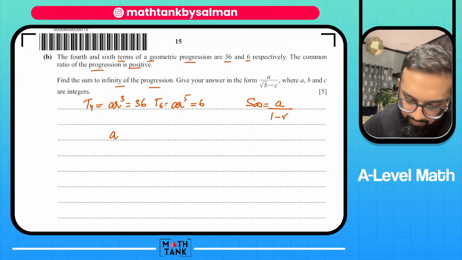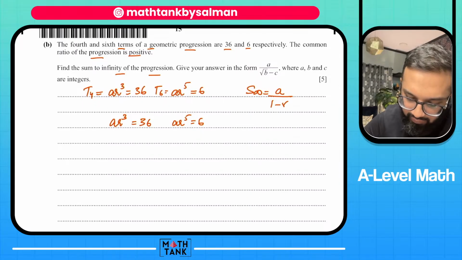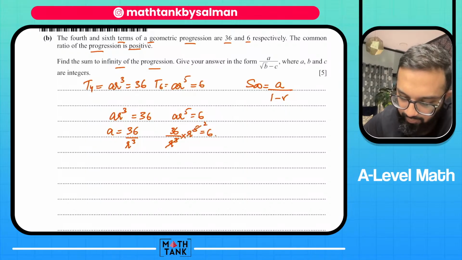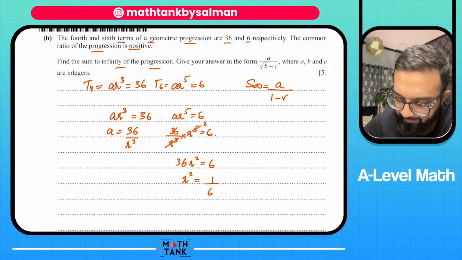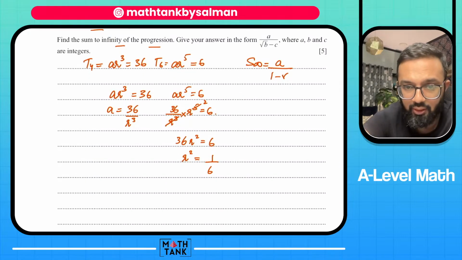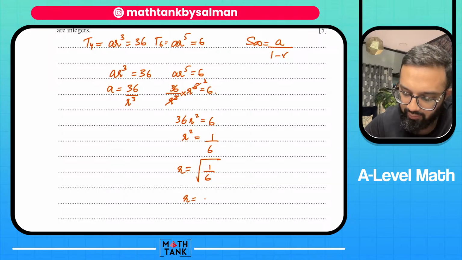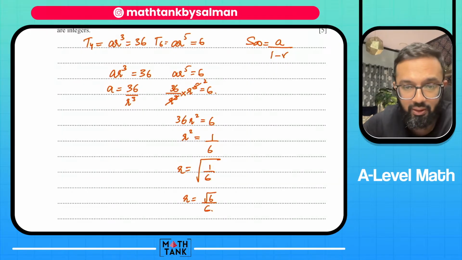So I have two equations. I need to find out both r and a from these. I can say a is 36 over r cubed. So 36 over r cubed into r to the power 5 equals 6. R squared, so 36 r squared equals 6. R squared is 1 over 6. And r should then be root of 1 over 6. Okay, I can rationalize that and write that as root 6 over 6, what my calculator is telling me.